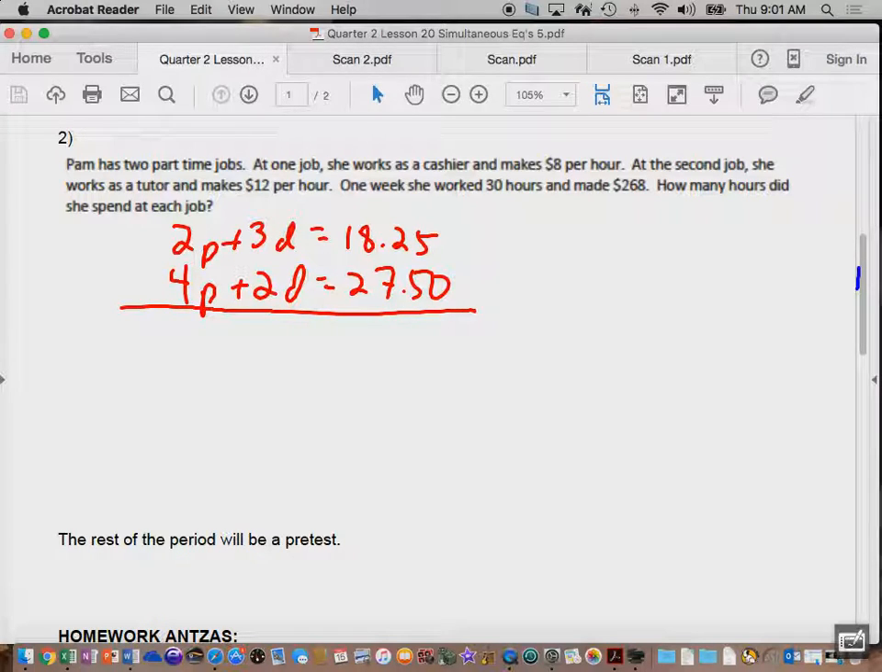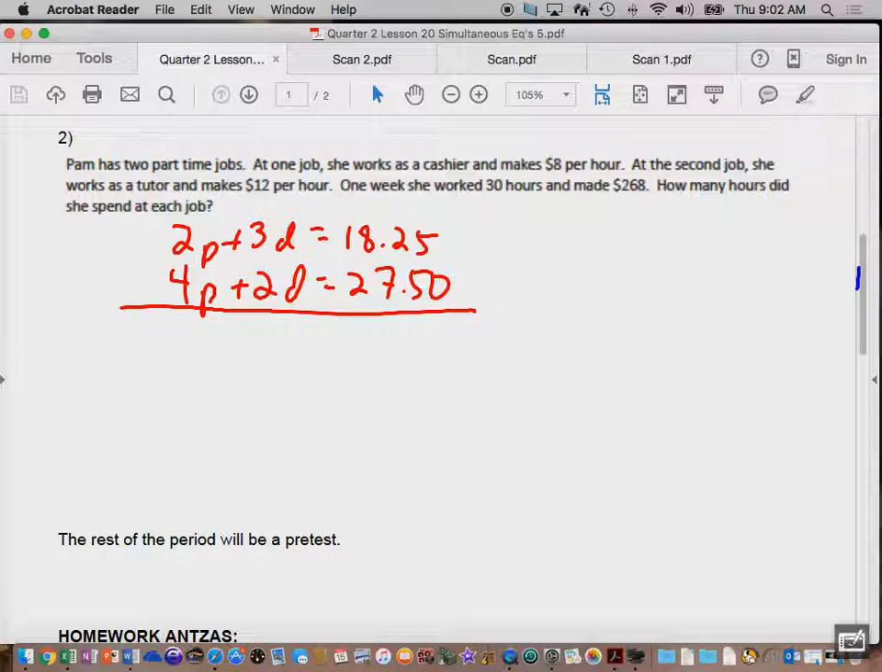Janelle, how would you get rid of one of the variables? You would multiply the top one by 2, or better yet, -2, right? That would work to get rid of the p's. But couldn't we, if we wanted to, it's more work, but couldn't we get rid of the d's? Yeah. What would I multiply the top one by? By 2 or -2, and the bottom one? 3 or -3, whatever makes them opposites.